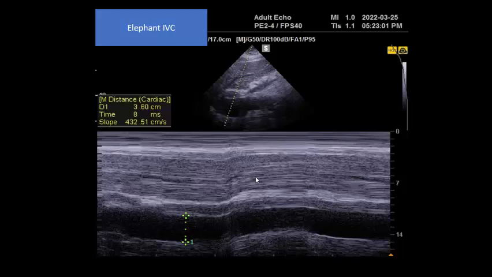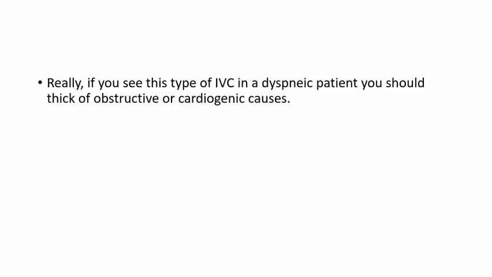First, you will assess the inferior vena cava. Elephant inferior vena cava, maximum diameter is 3.6 centimeter, mildly collapsing. Really, if you see this type of inferior vena cava in a dyspneic patient, you should think of obstructive or cardiogenic causes of dyspnea. Please go to the heart. You will find your answer in the heart, because all cardiogenic causes and obstructive causes, you can get from proper advanced critical care echo.